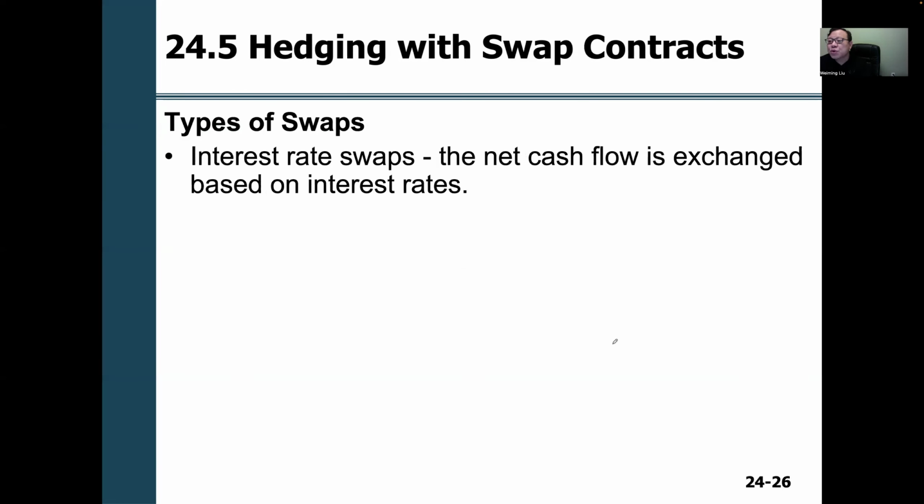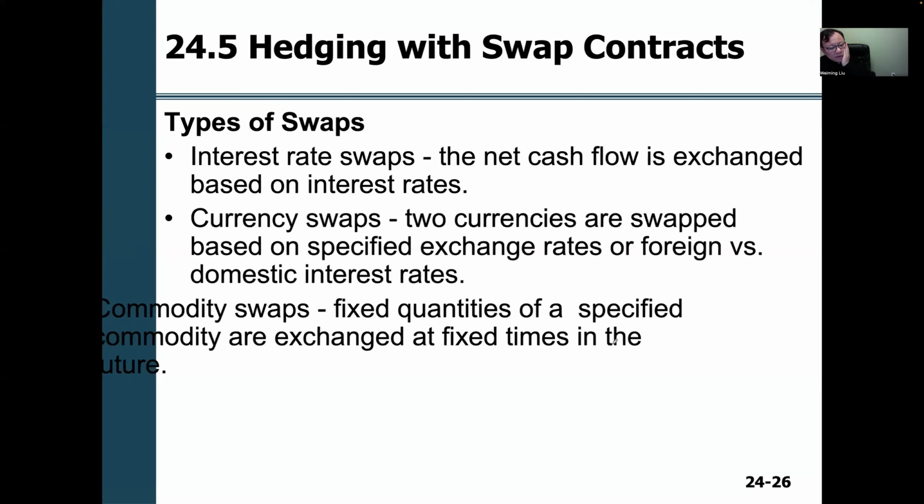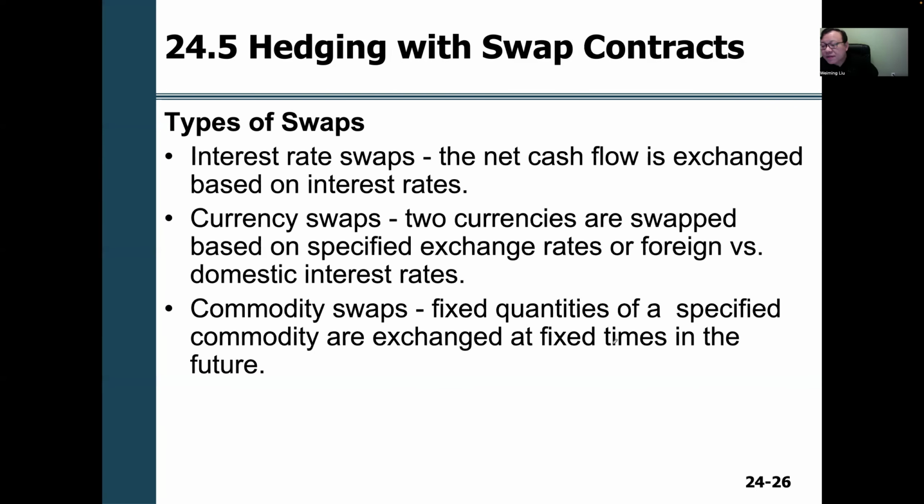Types of swaps: interest rate swaps. Okay. So this obviously deals with interest rate changes, right? The net cash flow is exchanged based on interest rate. Currency swaps: the two currencies are swapped based on specified exchange rates or foreign versus domestic interest rates, right? So exchange rate, right? That kind of connects to the currency swap. Commodity swaps: a fixed quantity of a specified commodity is exchanged at a fixed time in the future. So you exchange commodity, okay?